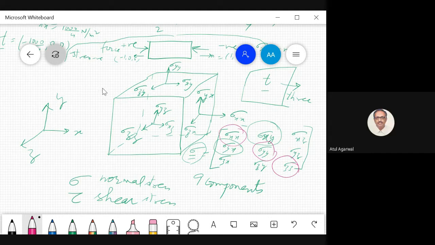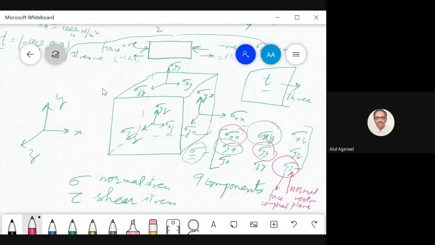The way I use this index is for the normal vector or plane. This is for the force component. This is what I will use throughout, and there is some logic behind it that you will come to know. Some books may be doing it the other way around, but the best books will do the way I am doing. Okay, so that will make your life easy. You will come to see how.